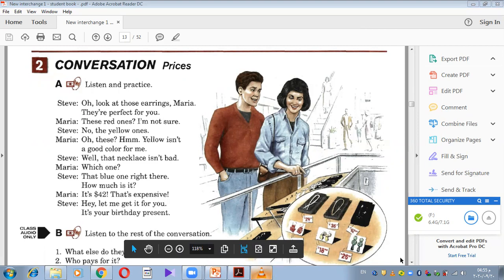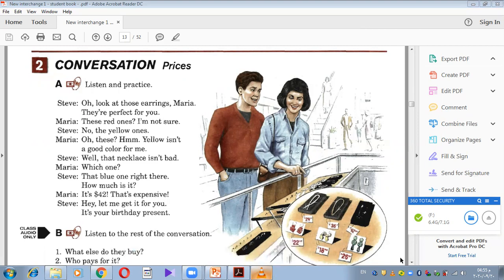Unit 3. How much is it? Page 14, Exercise 2. Conversation. Prices. Part A. Listen and practice.